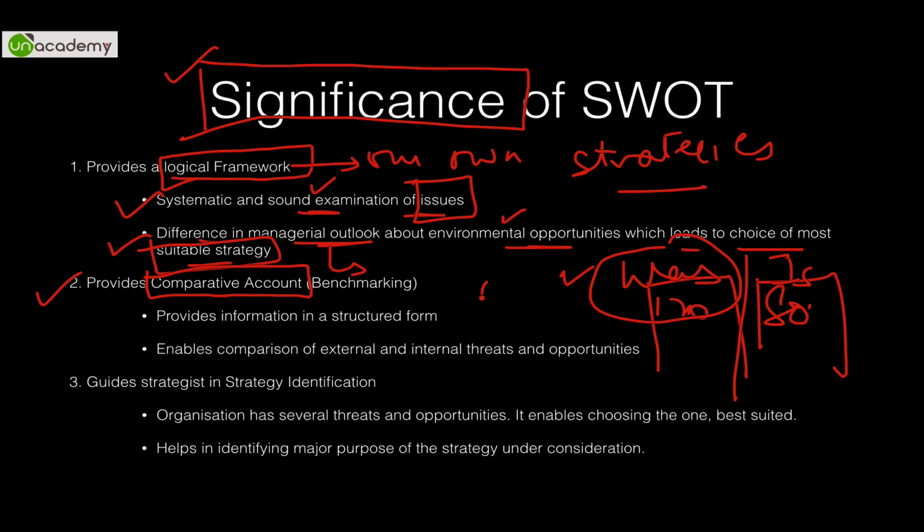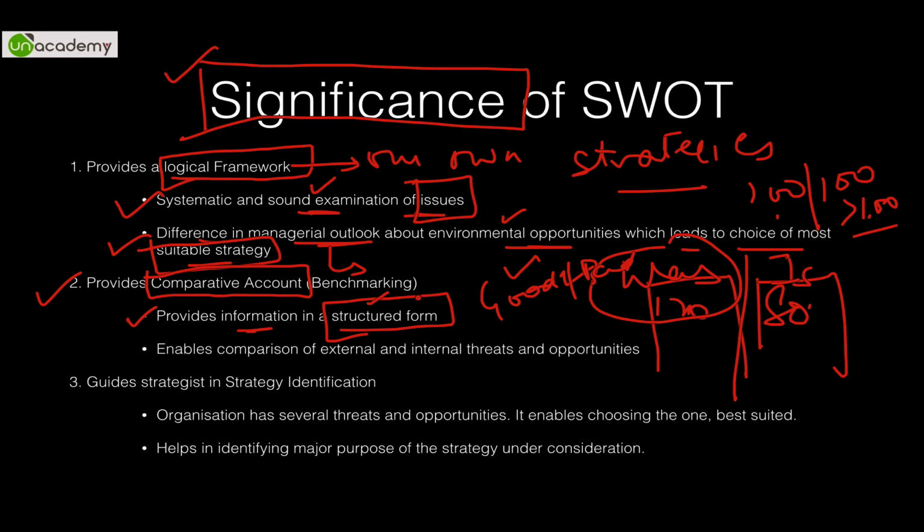Whether we were good or bad, both things can be defined to be a benchmark. Mostly it is good. So if we are rising from this good position, this is a benchmark. If we have achieved 100 and this is our benchmark, then we have to reach at least 100 or greater than 100 if this is favorable. This would be the benchmark for us. So we are creating a comparative account. It provides information in a structured form. This is the significance, structured form, and it enables comparison of external and internal threats and opportunities which exist vis-a-vis our own business. So it enables comparison, and it would give us the right amount of feel of how the business will function.